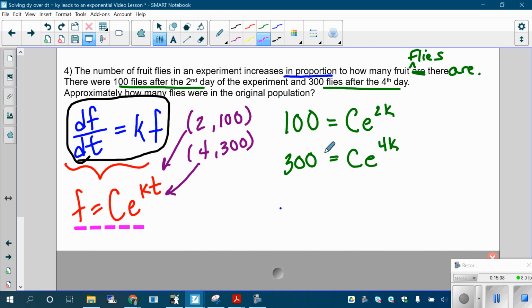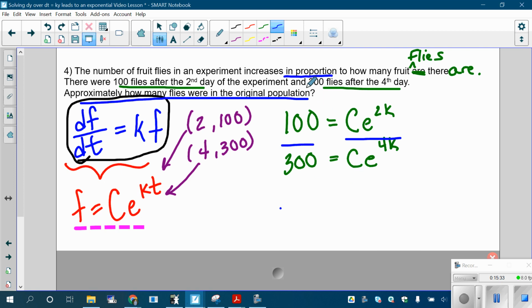Oh, this is just a system of equations. This is all algebra stuff. Okay, how do you solve this system? Easiest way is just to divide these by each other. Solve for K, solve for C. I'm not even going to do that, but keep in mind that what the question was asking you is how many fruit flies there were in the original population. So they were asking you for the initial amount, which would be C.